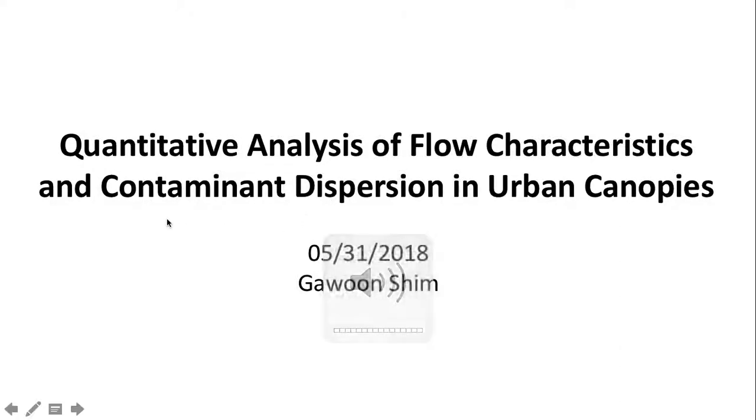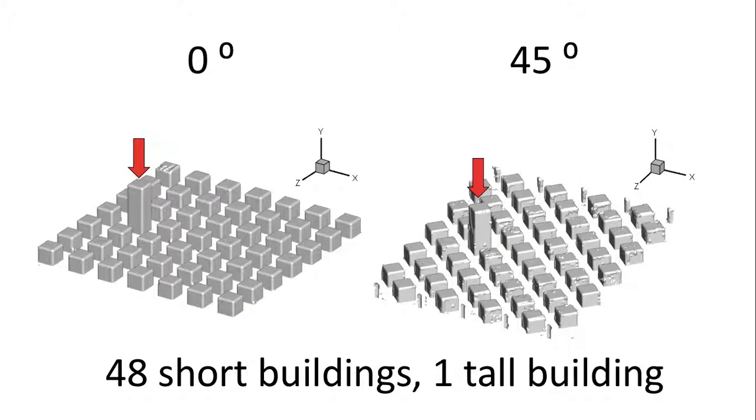Good afternoon. Today I'll be presenting the quantitative analysis of flow characteristics and contaminant dispersion in urban canopies. The velocity and scalar contaminant data that we have used in this research has been acquired using magnetic resonance imaging techniques from Stanford University.